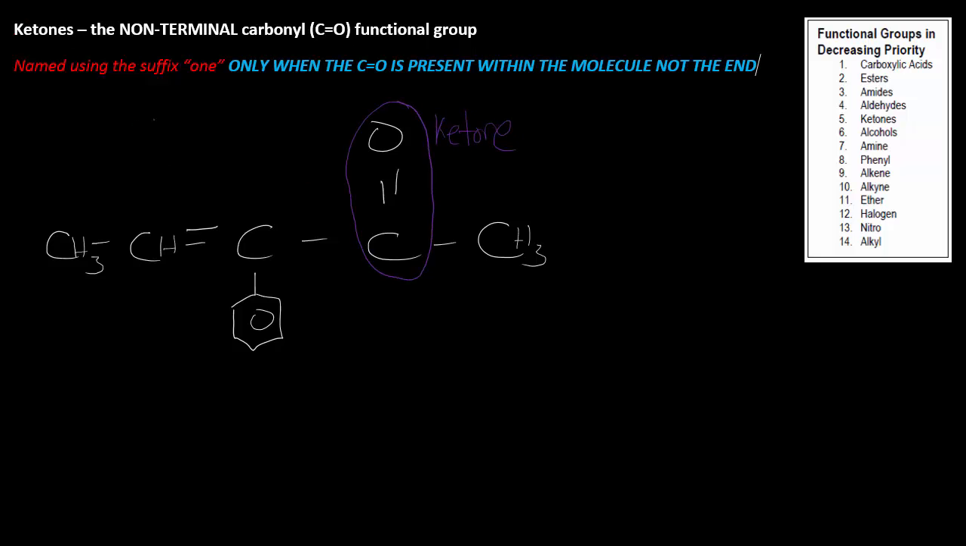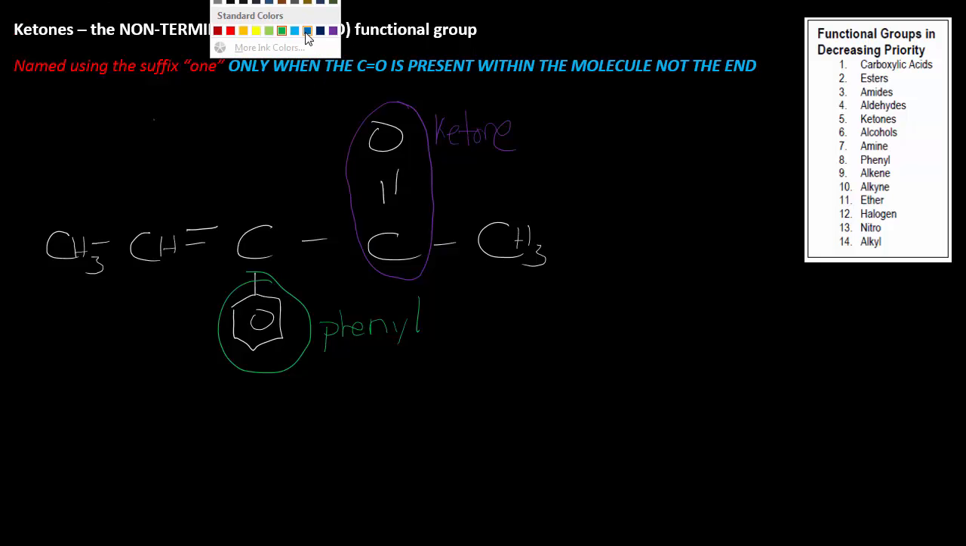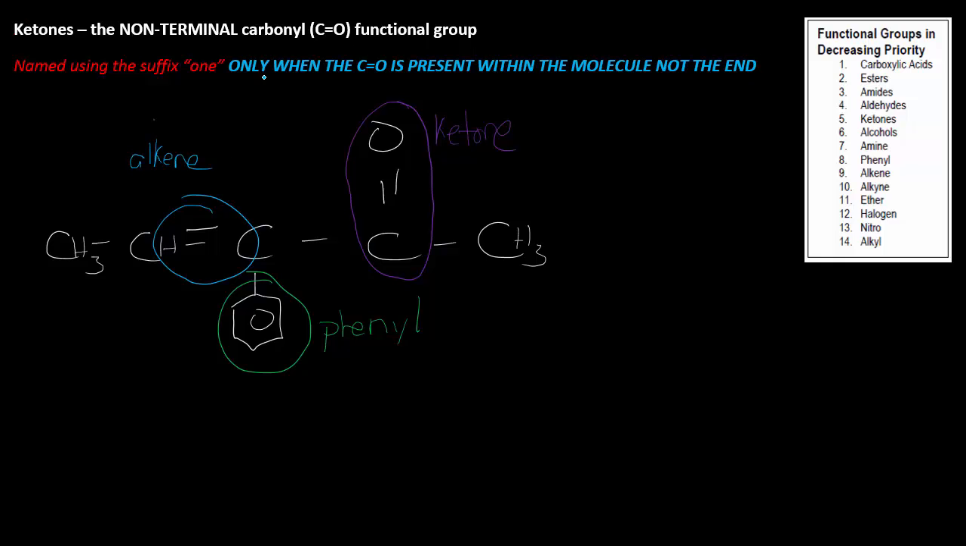So this is a ketone. Ketone ranks number 5 on the priority list. You can see over on the right. This is a phenyl. Phenyl ranks number 8. And the alkene, shown here, ranks number 9. This means the ketone is the highest priority group. That carbon needs to get the lowest number. So I'm going to start numbering from the right.